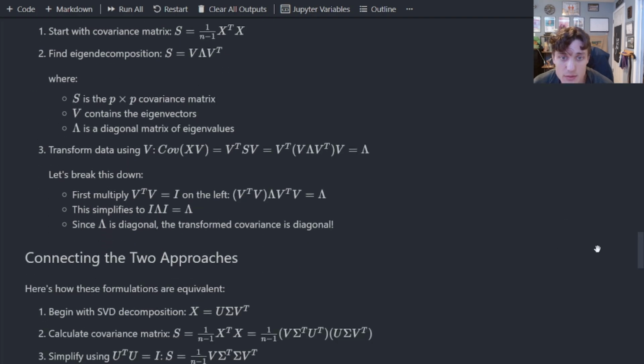So what we go ahead and do is we transform the data. We have the covariance of XV equal to V transpose S V, which is equal to V transpose V Lambda V transpose V, and of course we are left with Lambda. First multiplying V transpose V, we get the identity on the left, and then this will simplify to the identity on the right as well, which is just I Lambda I, and this is Lambda, and Lambda is a diagonal matrix by the eigen decomposition. Thus, we have transformed the covariance, and it is in fact diagonal.